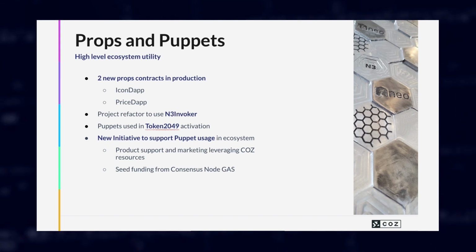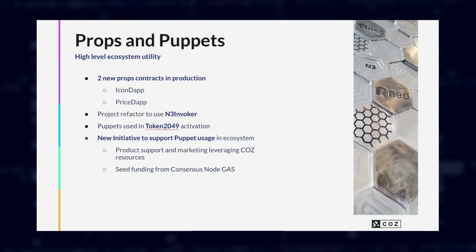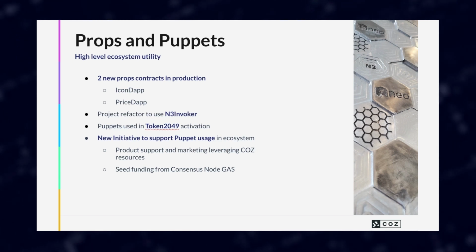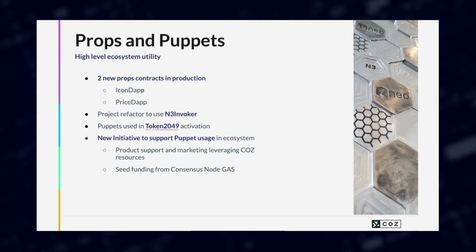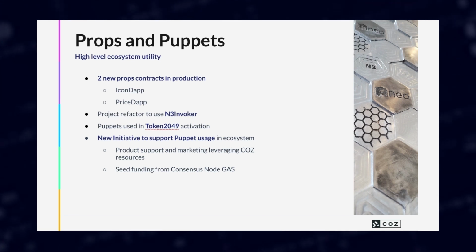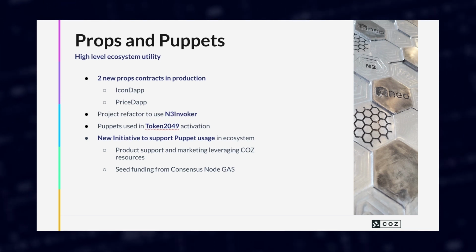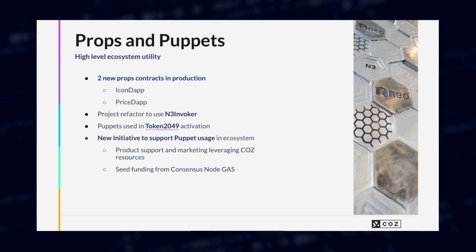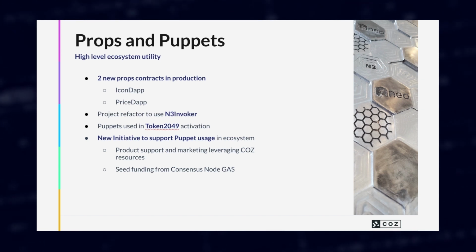So we don't need to bundle all of the smart contracts together into a single project. That adds a lot of scalability as well for ecosystem developers. The puppets were used in the token 2049 activation, which we recently did with a chest, and you can see our aluminum chest and the graphic to the right.